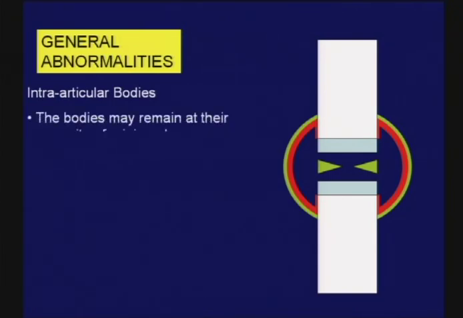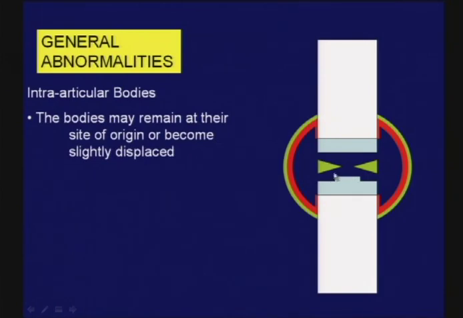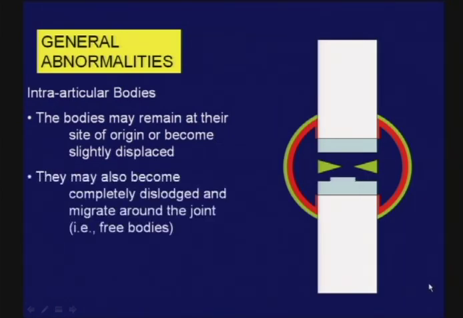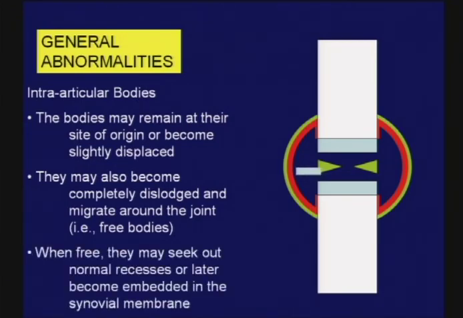The bodies may remain at their site of origin or become slightly displaced, as I show you in this drawing. What may occur in some of them is that they dislodge and become free or loose within the joint cavity. If that's the situation, they migrate around the joint, seeking out specific locations, more about that in a moment, and they may additionally become embedded in the synovial membrane, where they evoke a secondary response of synovitis.